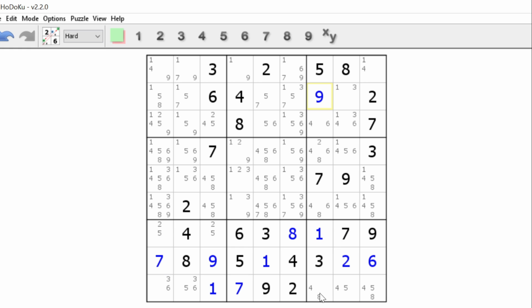4, 8, 4, 5, 4, 5, 8. That's a triple. So we can get rid of that 5. This is with a 3, 6. A locked pair down there.